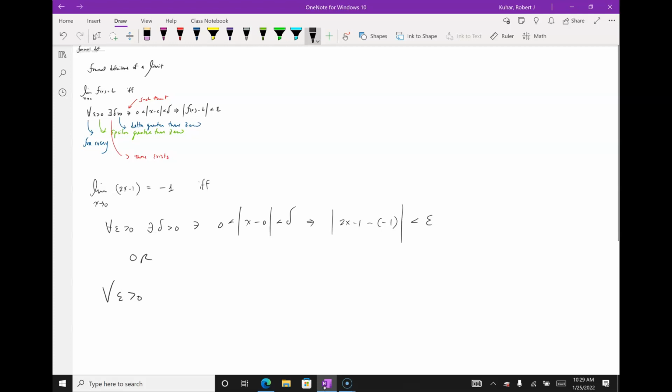For every epsilon greater than 0, there exists a delta greater than 0 such that 0 is less than absolute value of x is less than delta implies, anybody figured that one out yet? What happens to the negative 1s? They cancel, so I just get a 2x in absolute value is less than epsilon.